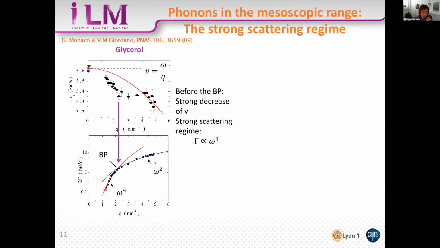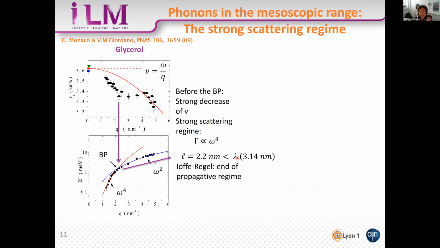At the same time, the attenuation strongly increases with Q, with the fourth power of the energy, and then it switches to a weaker dependence on energy, the second power. What is interesting is that this crossing point between the two regimes corresponds to the dip in the velocity, and it corresponds to the position of the boson peak. Moreover, if we calculate the mean-free path, we obtain a value which is smaller than the wavelength of the phonon. This means that the phonon cannot be considered propagating anymore.